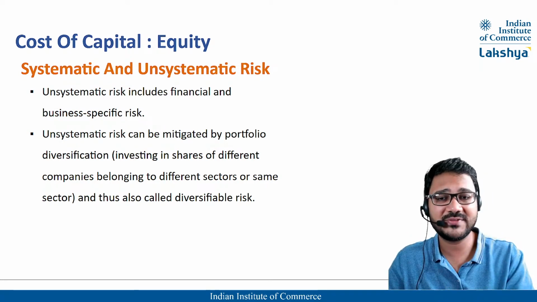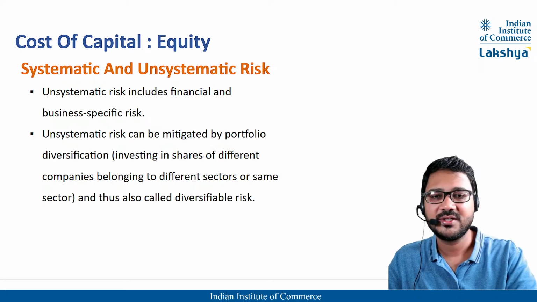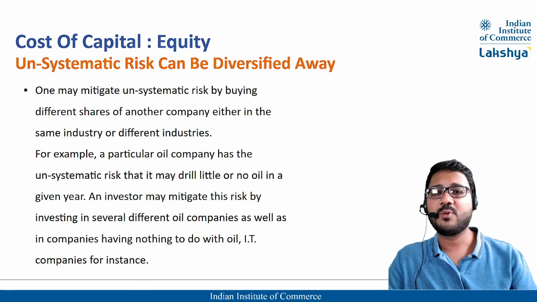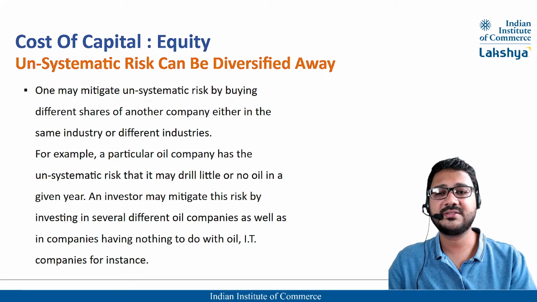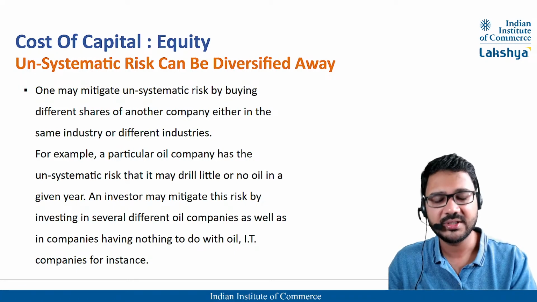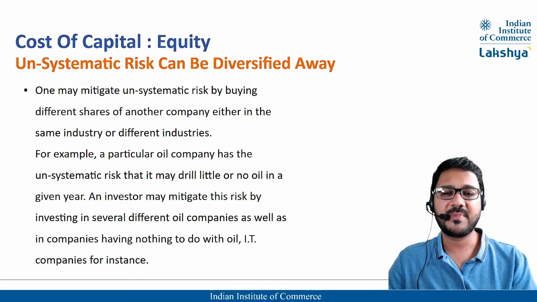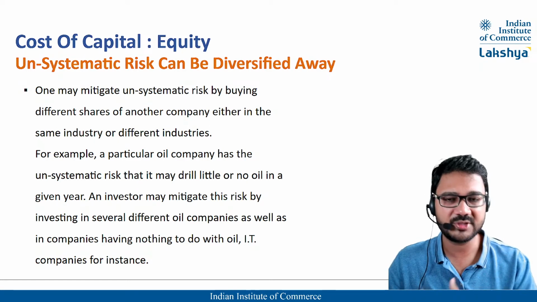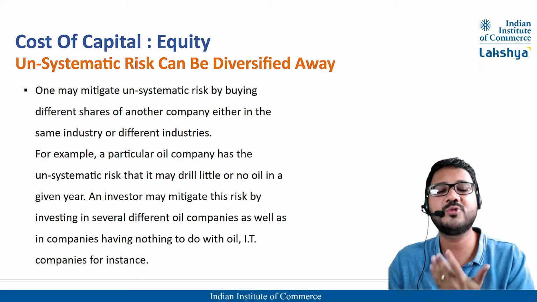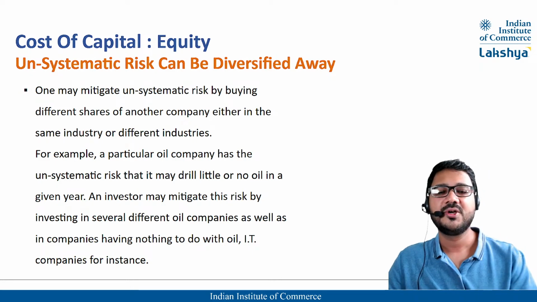So you can diversify within the same sector as well. One may mitigate unsystematic risk by buying shares of different companies, either in the same industry or in different industries. For example, a particular oil company has the unsystematic risk that it may drill little or no oil in a given year. Investors can mitigate that risk by investing in several different oil companies, because if one company fails to find oil, other companies will find it and make a profit.